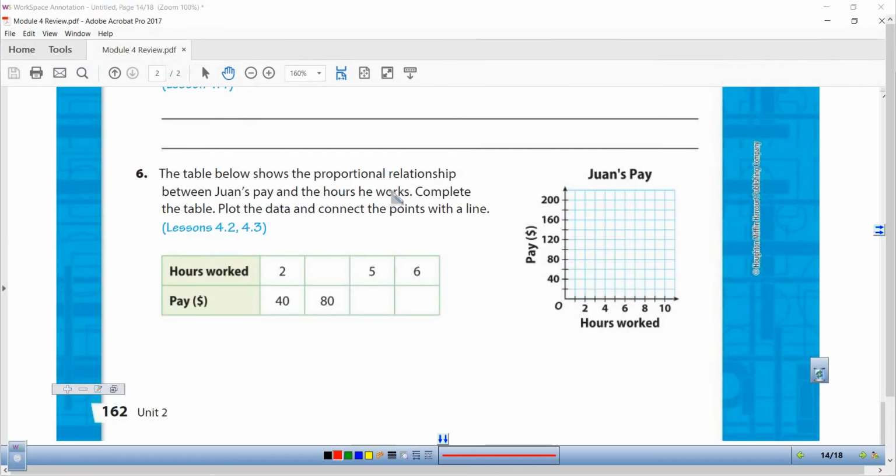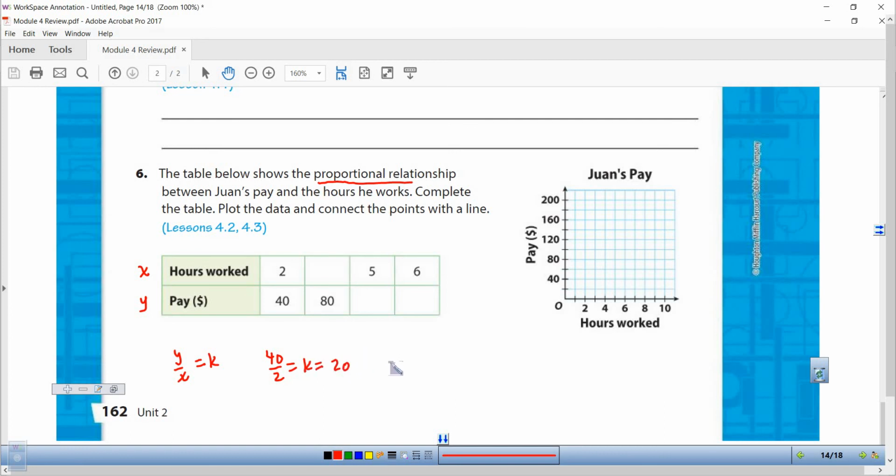All right, the table below shows the proportional relationship between Juan's pay and the hours that he works. All right, so it is a proportional relationship. So what do we know? If this is x and this is y, we know that y divided by x is going to equal k, the constant of proportionality. Okay, so let's find it. They gave us this pair right here. So if we do 40 divided by 2, we find out that k is 20.